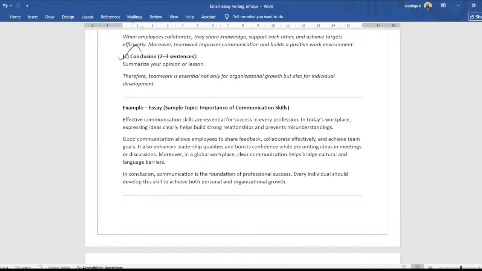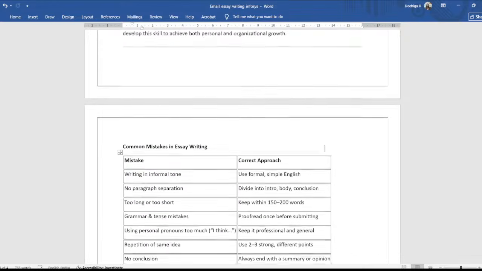Okay, this is the introduction. The introduction may talk about what communication skills are. The body will be about what happens when you have good communication skills, and in the conclusion you can say that because of this collaboration, sharing feedback, and achieving team goals, this will lead to this, therefore, in conclusion you can put that. This is how you write an essay.